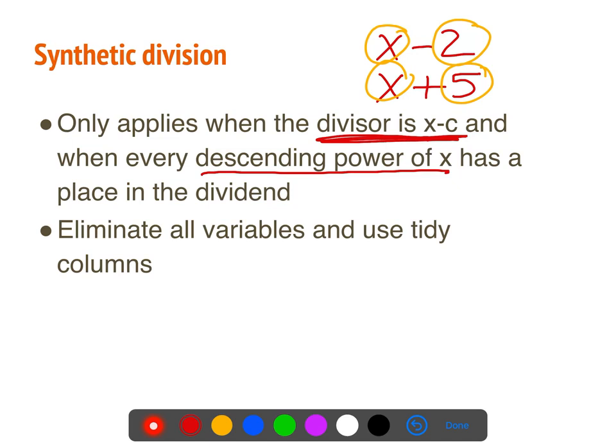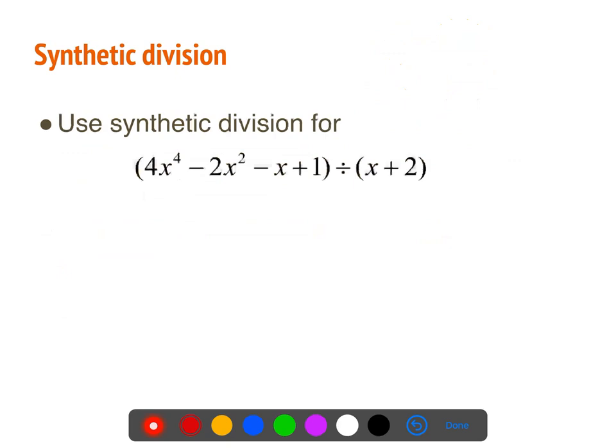The other thing is every descending power of x has to be in there. So we're going to go just like we did on the long division. You start at the highest power, and if you're missing anybody, you put zeros in for them. And we're going to use nice, neat, tidy columns. So it's going to be some fun with keeping things in the perfect, beautiful lines, and it'll be great.